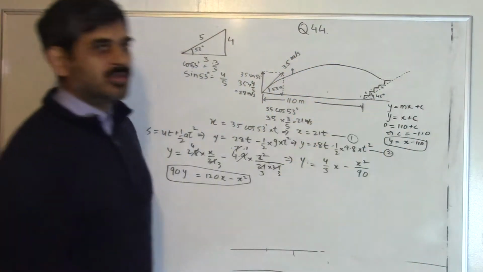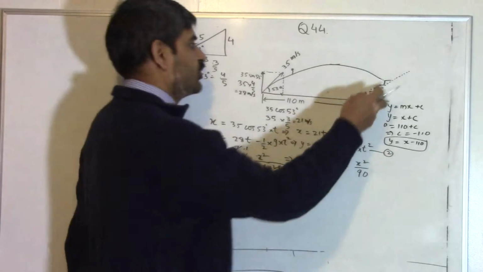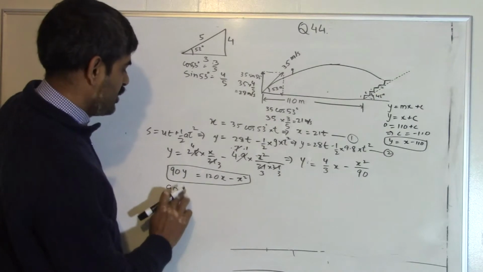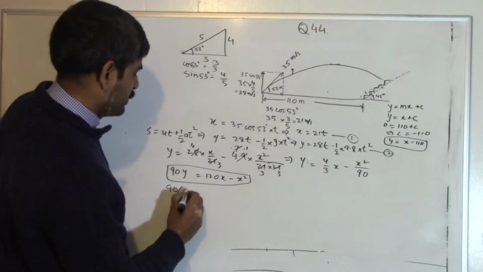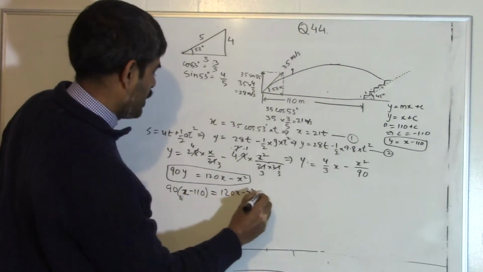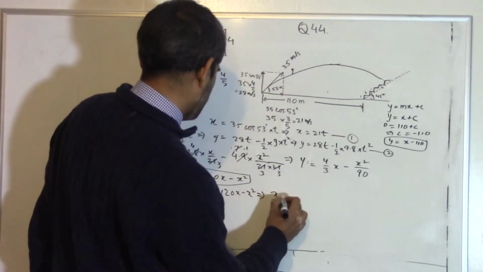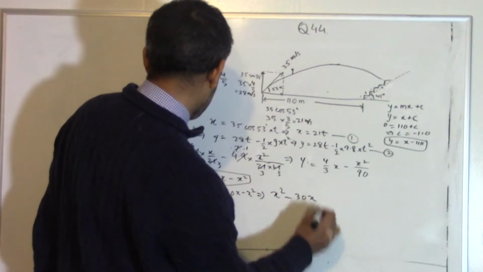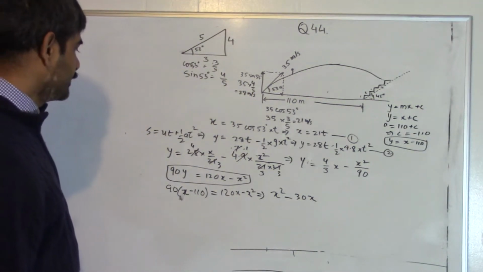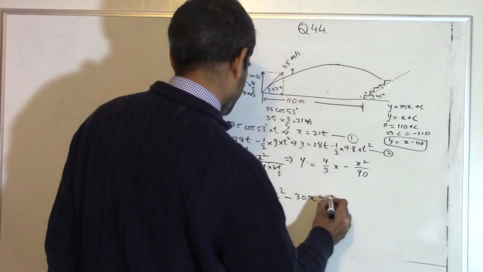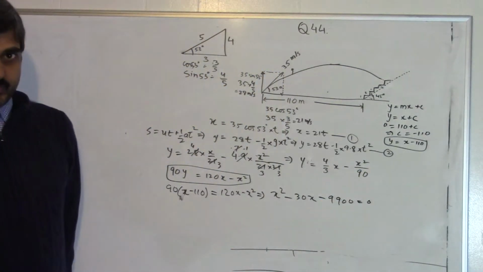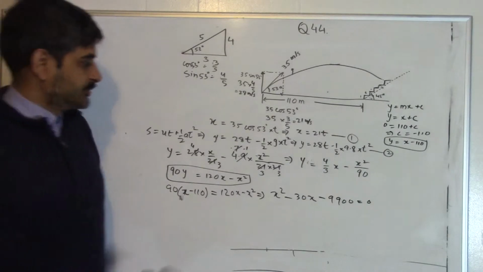Now we can substitute the equation of this line into this equation. So you get 90 into (x minus 110) is equal to 120x minus x square. That will give you x square minus 30x minus 9900 is equal to 0. So this equation we can solve and get the value of x.